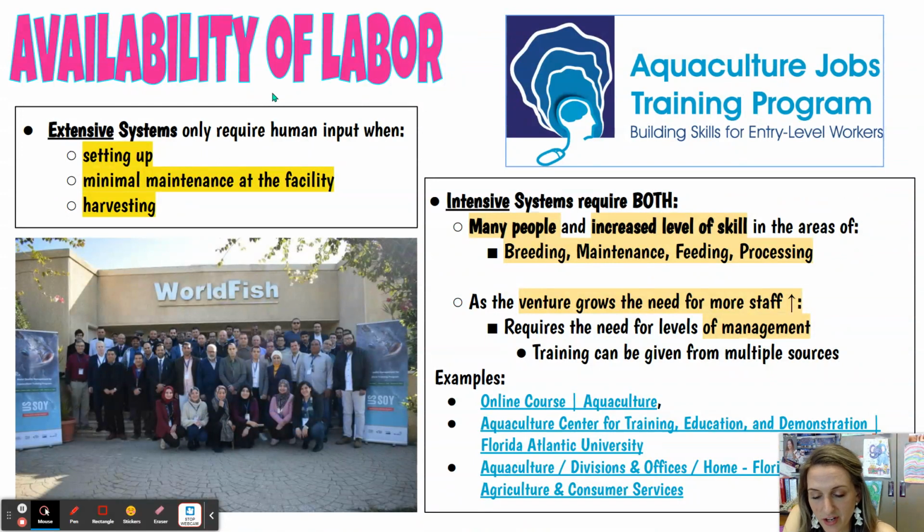Availability of labor. You can't just have anybody do this. So extensive systems, outdoor, more natural water flow. You only need human input when you're setting this up. Has minimal maintenance at the facility because, again, natural water flow is doing this, and then you need some help whenever you're harvesting. In intensive systems, you need both a lot of people and increased level of skill.